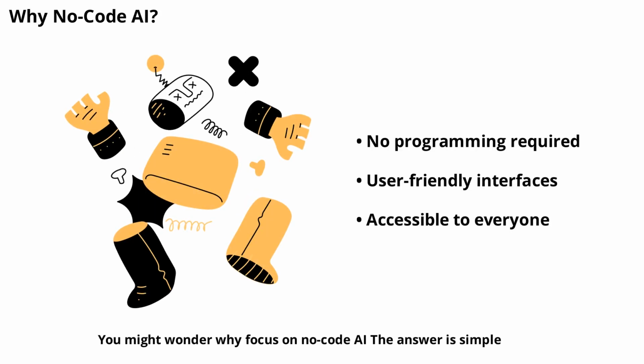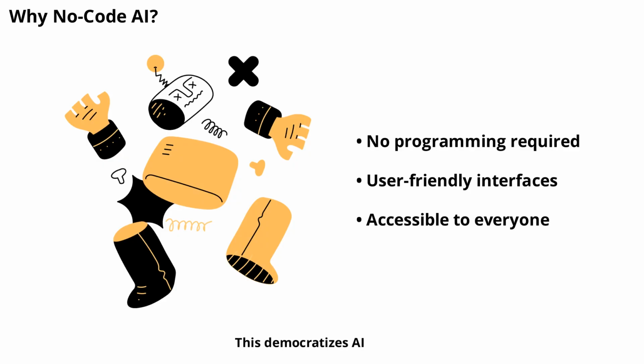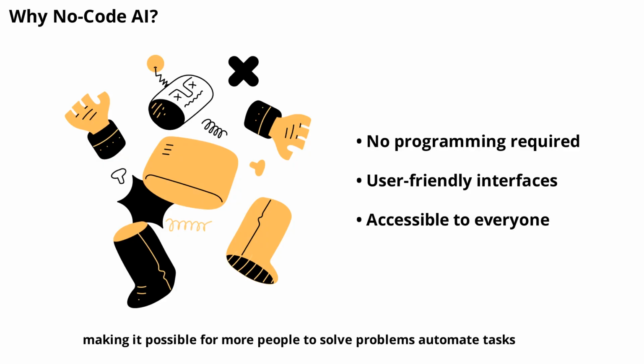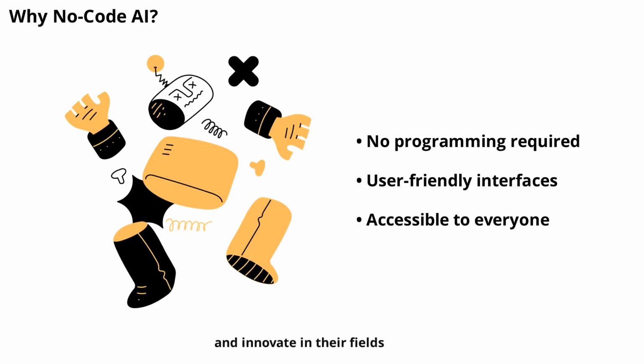You might wonder, why focus on no-code AI? The answer is simple. Not everyone has the time or background to learn programming. No-code AI platforms allow anyone to build, train, and deploy AI models using intuitive interfaces, often just by dragging and dropping elements or uploading data. This democratizes AI, making it possible for more people to solve problems, automate tasks, and innovate in their fields. Let's explore how these platforms work and why they're revolutionizing the way we interact with technology.